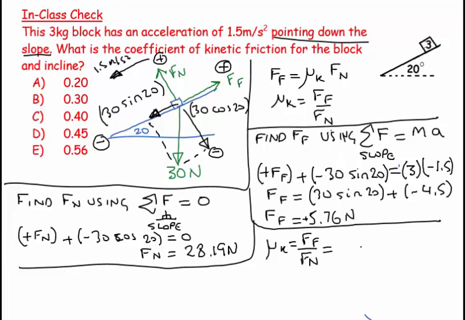So I have Ff over Fn, which is 5.76 over 28.19, and 5.76 divided by 28.19 equals 0.20. Newtons over newtons means no units, it's dimensionless. I try to make it as live as possible, so occasionally I'm going to make a mistake like that. So there's my answer.